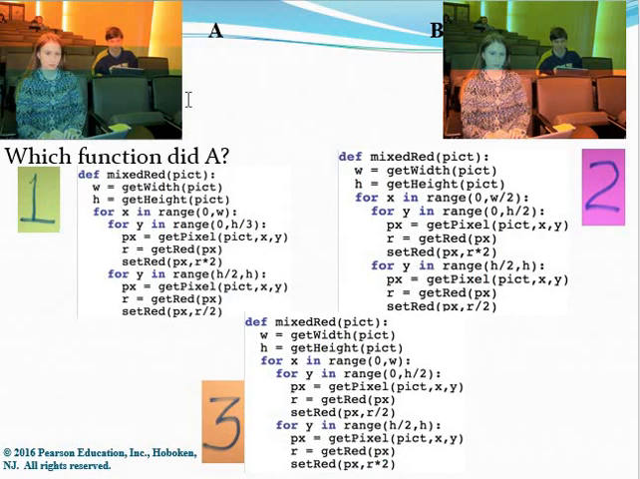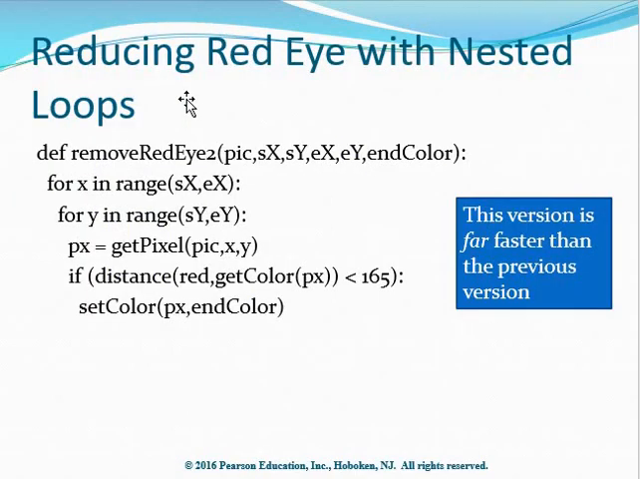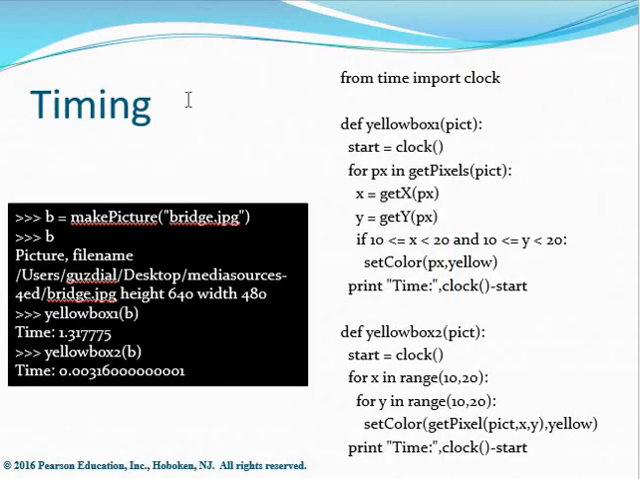Run each program's code to find the answer. You will find that number 1 is A and number 3 is B. Our previously seen red eye removal program can also be rewritten with nested loops. Using an imported class called clock, we can use timing methods.